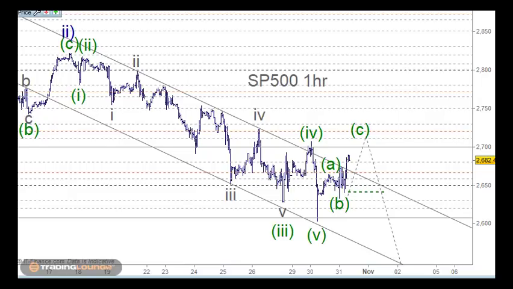Welcome to Trading Lounge and the US indices, starting with the SP 500 on the hourly chart. We have a completion of 5 waves down from this last high at the 2800, which is a minor trading level. Moving down through to here with this last move, we have 5 waves.